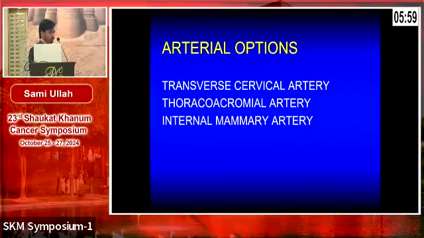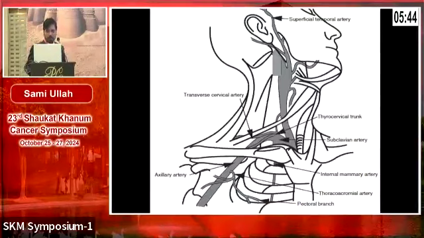So now coming to the arterial options, there are various options that are available in vessel-depleted necks. That includes the transverse cervical artery, the thoracoacromial artery, and the internal mammary artery, and I'll explain them one by one. So this is just a pictorial representation.